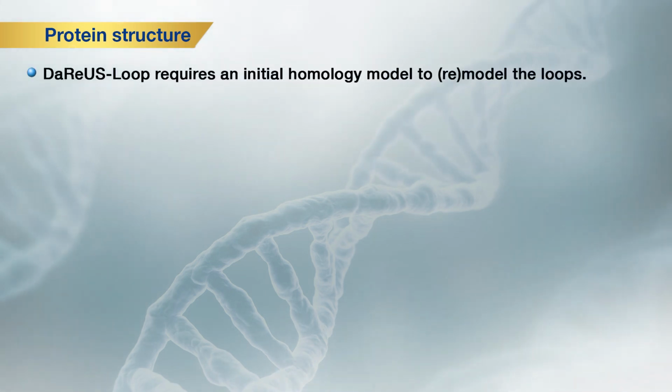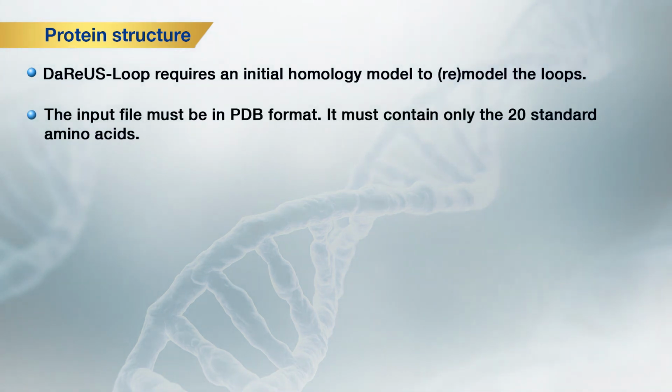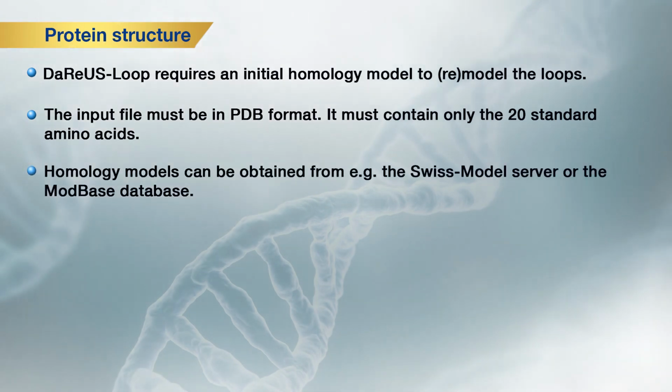Darius loop requires an initial homology model to remodel the loops. The input file must be in PDB format. It must contain only the 20 standard amino acids. Homology models can be obtained from, for example, the Swiss model server or the Modbase database. So, there are different databases also discussed from where we can get the input. For getting the structure, the Swiss model server or Modbase databases can be used to retrieve PDB structures for the remodeling.